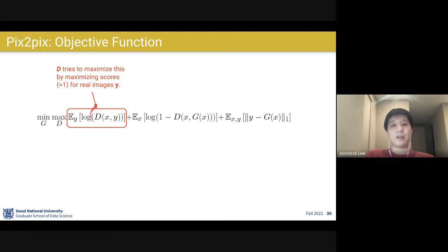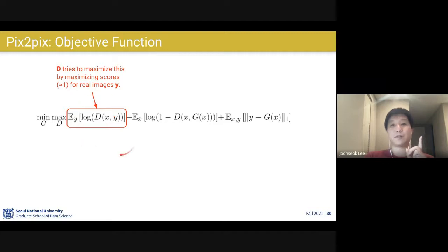So the discriminator is given both X and Y. It tries to maximize this output if X is coming from the X domain and Y is coming from the actual Y domain, the real paired data set. No generator participates in this. So if it's a real pair, the discriminator wants to output 1, right?